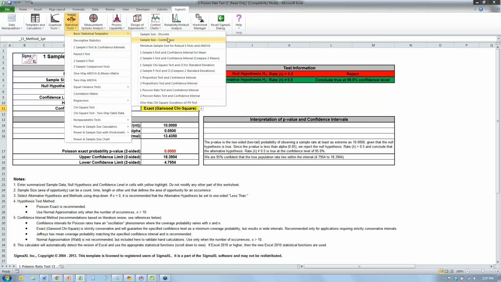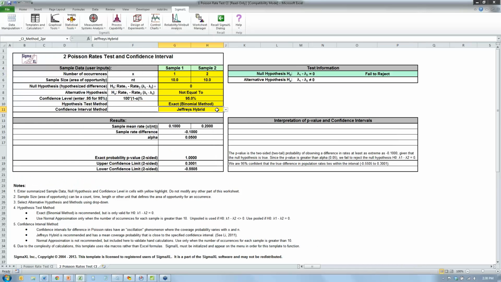So if I go to basic statistical templates, two Poisson rates, there is no exact method. So basically you have a Jeffreys hybrid and a normal approximation. We have a similar situation in terms of computational difficulty with an exact method when it comes to the two samples. So it's just much easier within a template to include a methodology that gives you 95% coverage on average.